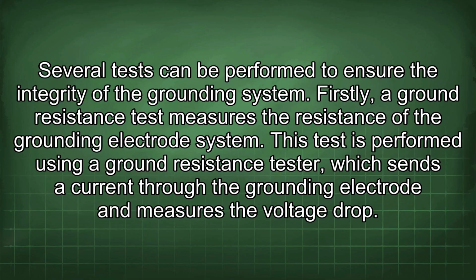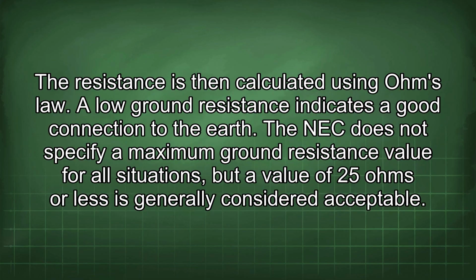Firstly, a ground resistance test measures the resistance of the grounding electrode system. This test is performed using a ground resistance tester, which sends a current through the grounding electrode and measures the voltage drop. The resistance is then calculated using Ohm's law. A low ground resistance indicates a good connection to the earth. The NEC does not specify a maximum ground resistance value for all situations, but a value of 25 ohms or less is generally considered acceptable.